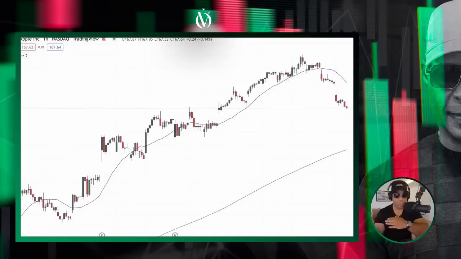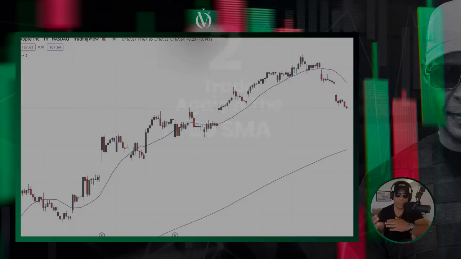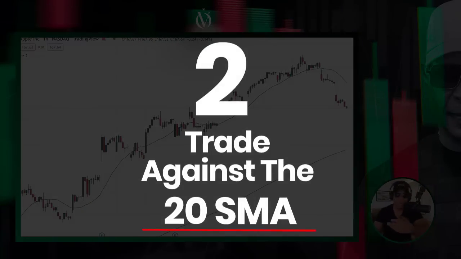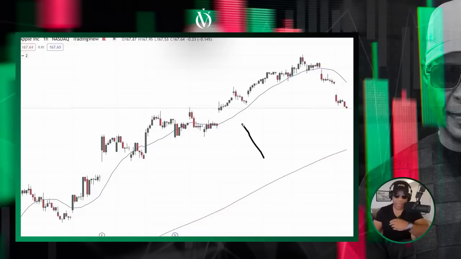So the last one was the traders trade against position. This one is you trade against the 20 period moving average. Now look at the 20 period moving average of Apple here, right? Here's the 20 period moving average. When that 20 period moving average is rising, you should be a buyer. When it's declining, you should be a seller. But in this scenario, the 20 is rising. Oh no. But here comes most traders trying to be too cute for their own good, playing against the 20.